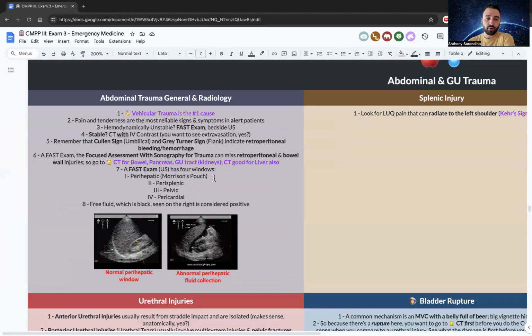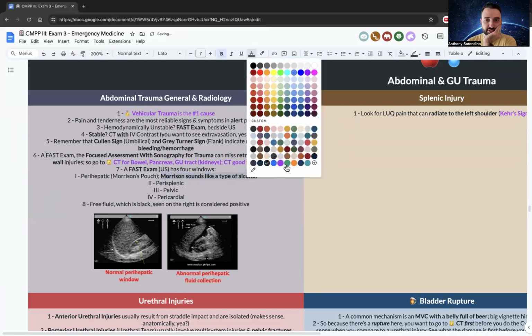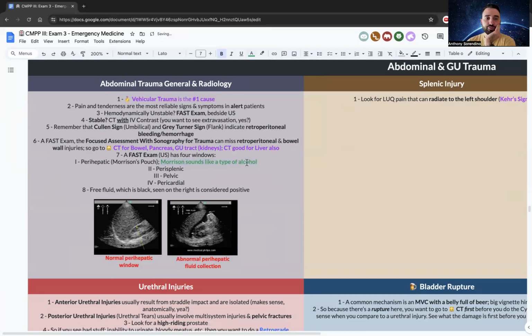So the liver one is Morrison. Morrison sounds like a whiskey or something. So think of that as the name of the liver one. So that's how you know that's the liver. Free fluid is going to be black, seen on the right. Yep, so that's free fluid.